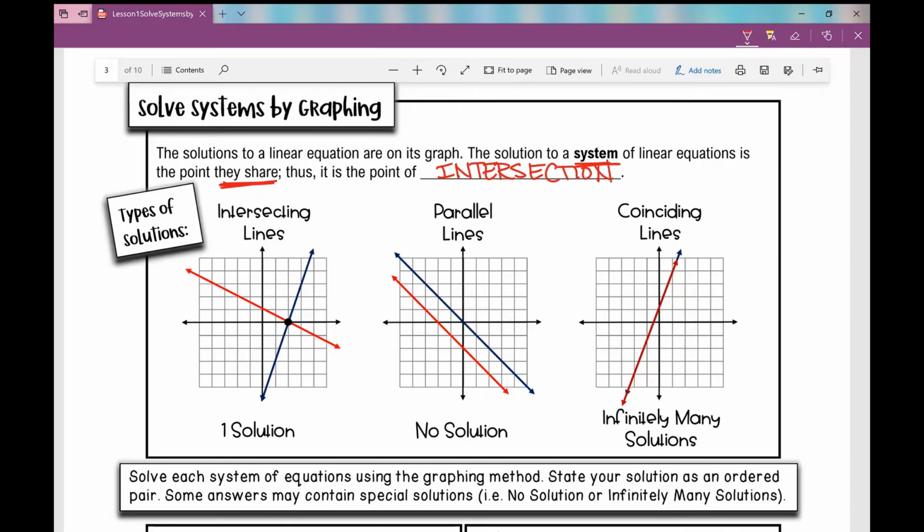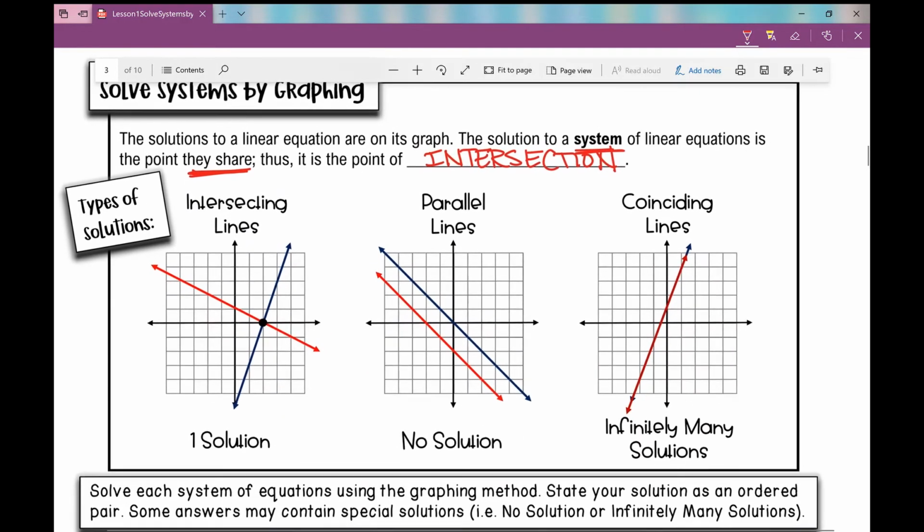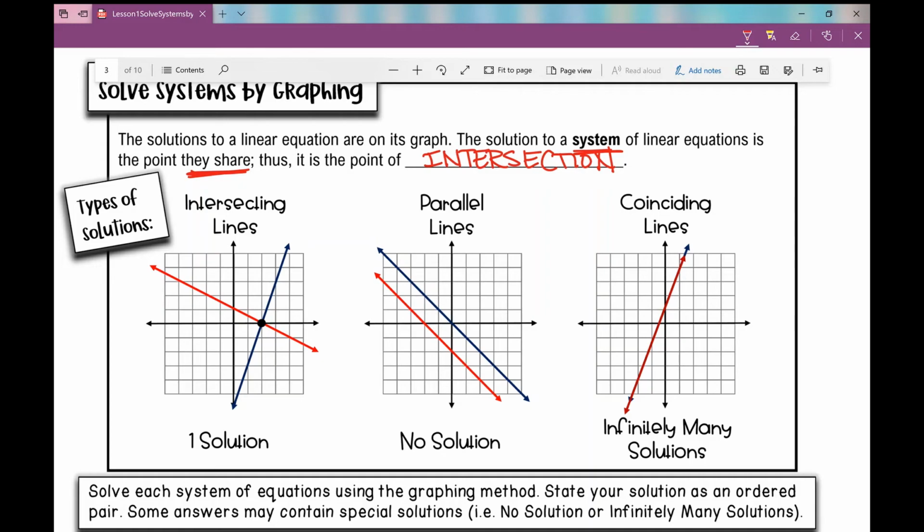The point they share. So there are 3 different types of solutions. The first one is I can graph 2 lines and I can visually see the point they intersect. That is my solution. I have one solution. So if my lines are intersecting lines, then I will have one solution, and it's the ordered pair that they share, right? But what if I have, in the second example, what if I have parallel lines?